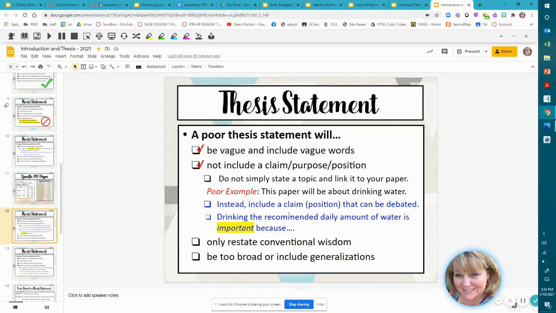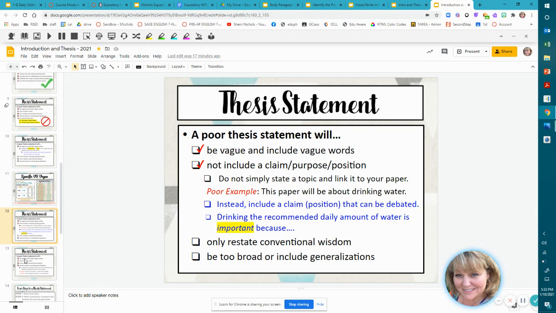So instead, include a claim or position that can be debated. Drinking the recommended daily amount of water is important because. So now instead of just saying you should drink water, we are basing it on some sort of facts, like drinking the recommended daily amount of water. So what is that? And of course, that's something you'll cover in your paper.